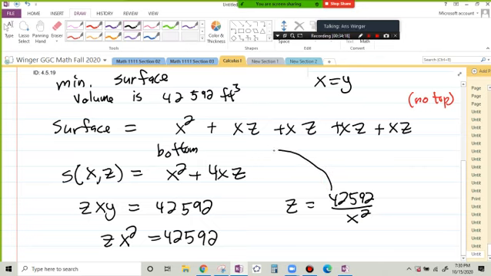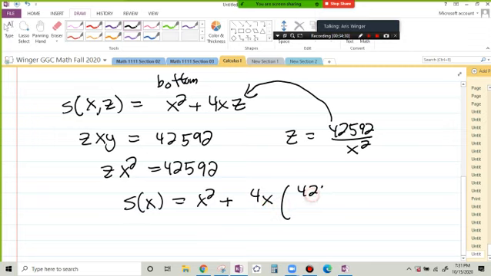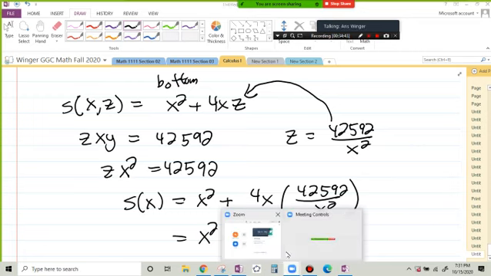We know the deal. We'll plug that in here, and then S will be a function of X only. S of X is equal to X squared plus 4X times 42,592 over X squared, and we've got to do some multiplication. X squared plus, these X's cancel, but 4 times 42,592.